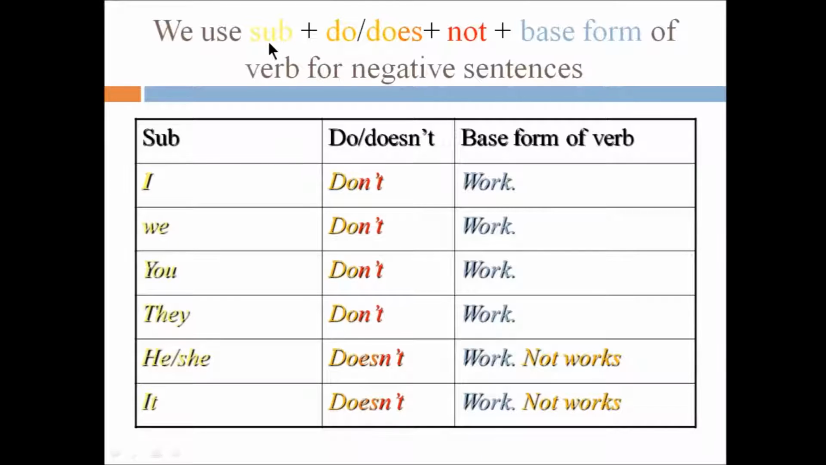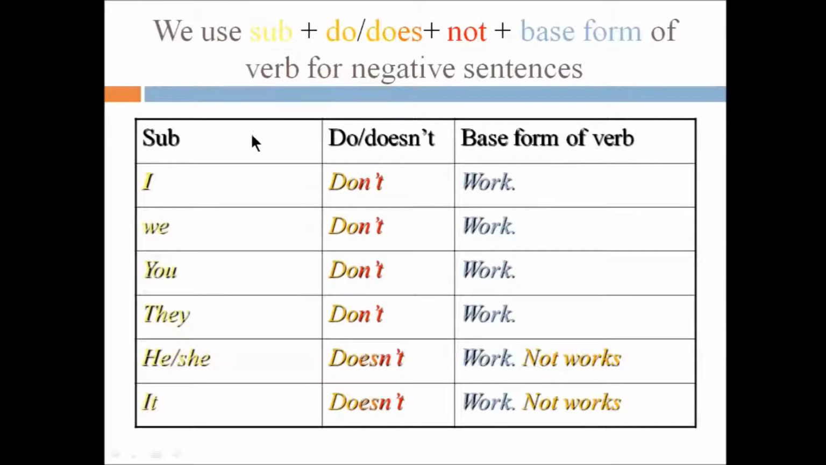To make the negative form using the present simple, you have to use subject plus do or does plus not, followed by the base form of the verb. Just remember, does not or do not. The abbreviation of do not is don't, and the abbreviation of does not is doesn't.